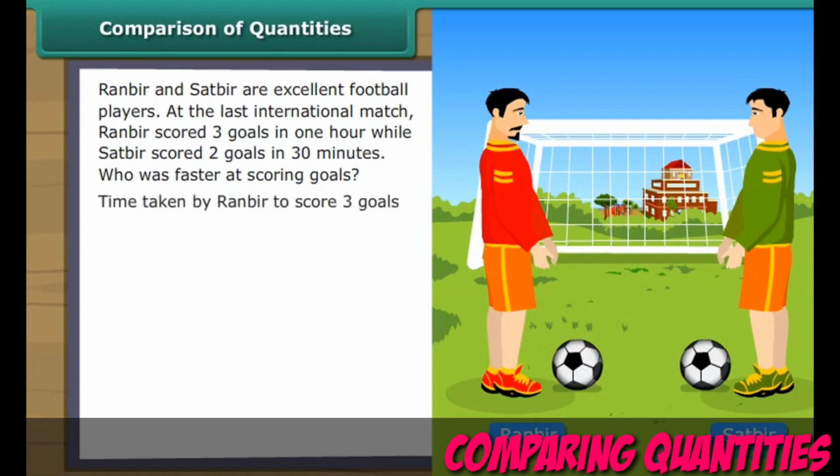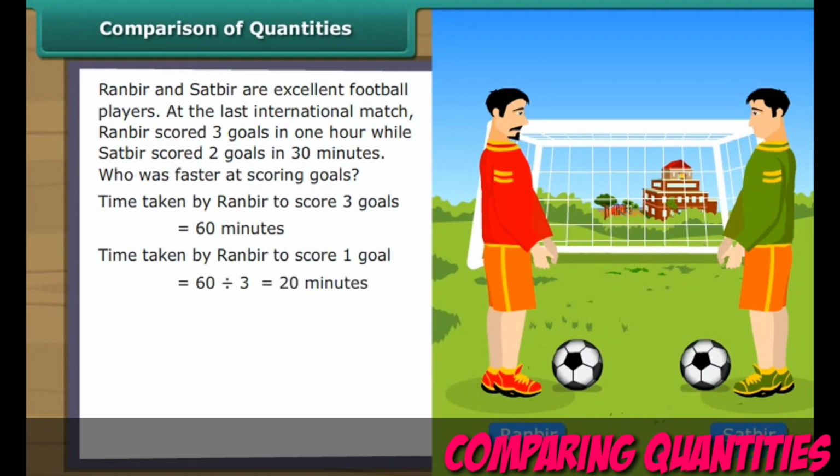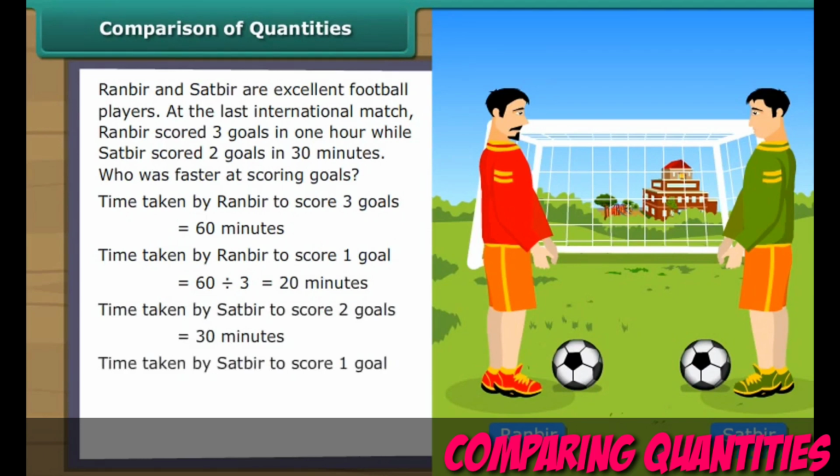Time taken by Ranbir to score 3 goals is equal to 60 minutes. Time taken by Ranbir to score 1 goal is equal to 60 divided by 3, which equals 20 minutes. Time taken by Satbir to score 2 goals is equal to 30 minutes. Time taken by Satbir to score 1 goal is equal to 30 upon 2, which equals 15 minutes. Therefore, Satbir was faster at scoring goals.